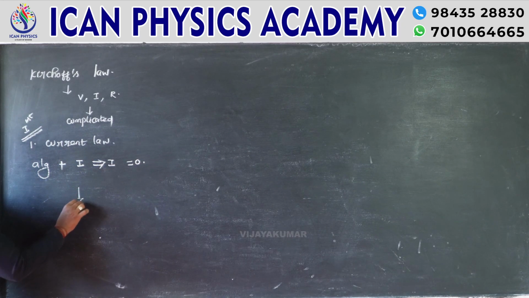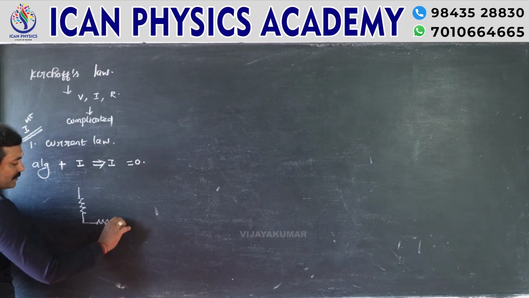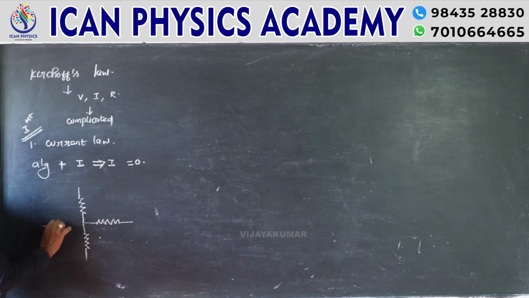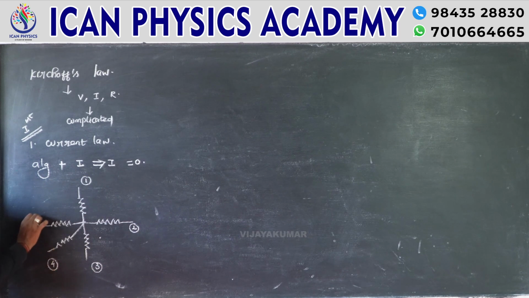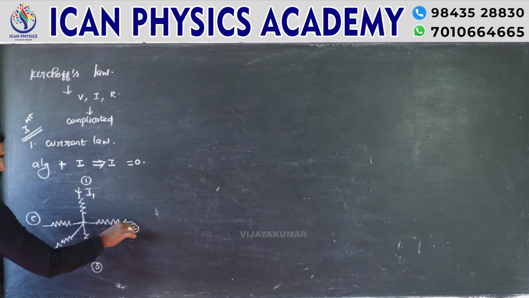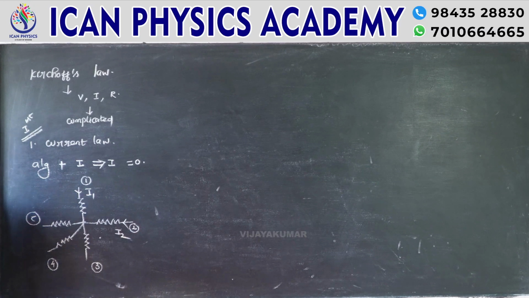Now I am going to consider a circuit which has different arms. Like that, it has 5 arms: arm 1, arm 2, arm 3, arm 4 and arm 5. In arm 1 the current I1 is moving towards the junction. In arm 2, the current I2 is moving towards the junction. Let us consider I3 is the current moving away from the junction in arm 3. I4 is the current moving away from the junction in arm 4. I5 is the current moving away from the junction.